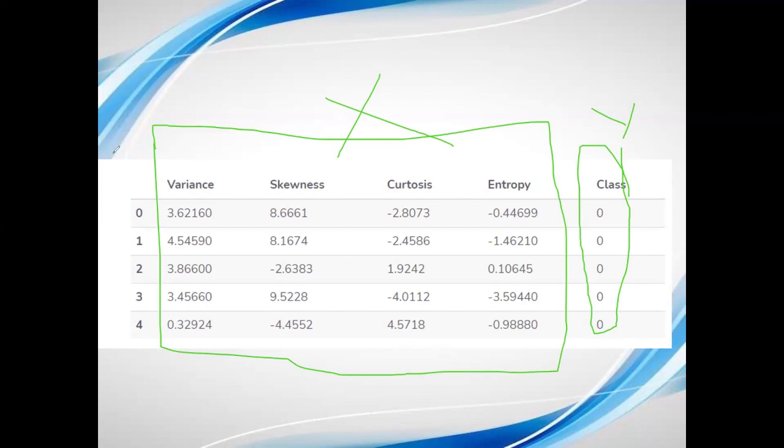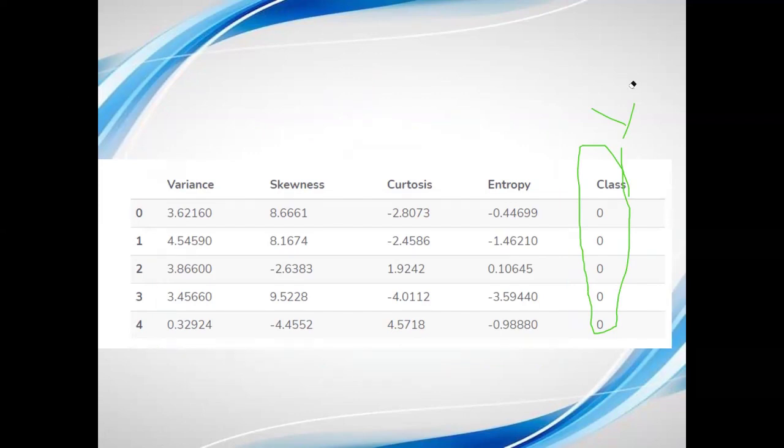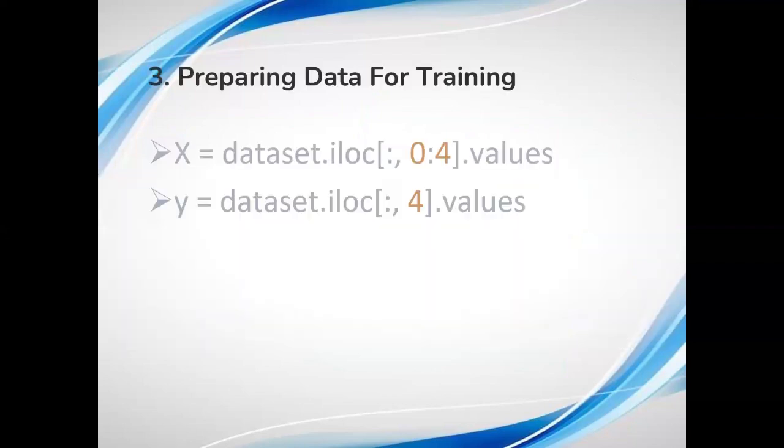So the next step: this data set comprises 5 columns. The first 4 columns are inputs, the last column is the output column. Yes, fine. Then next step. Please see here, X equal to dataset.iloc, indexed location, colon, comma, 0:4. So the first 4 columns, 0 to 4, not 5, are taken into X. The last column, that is the 4th column, is taken into Y.